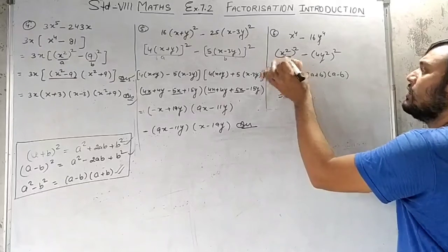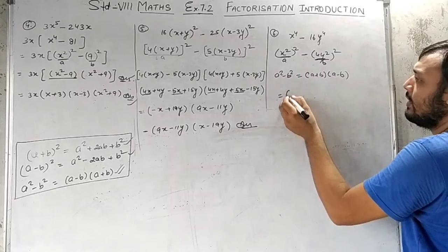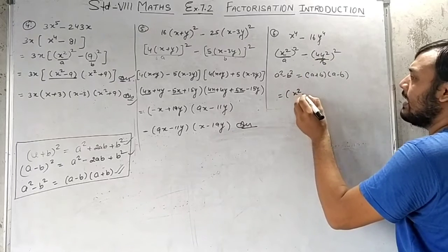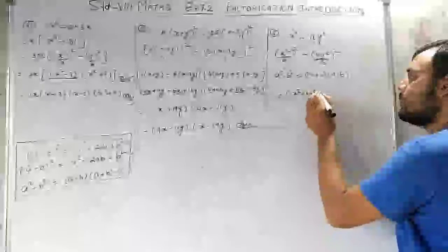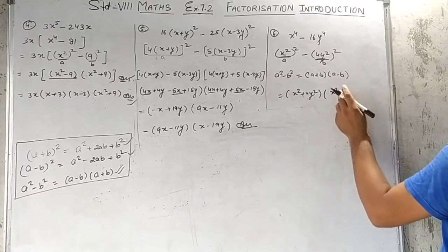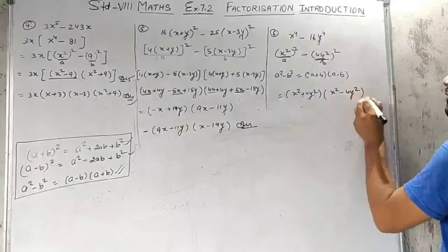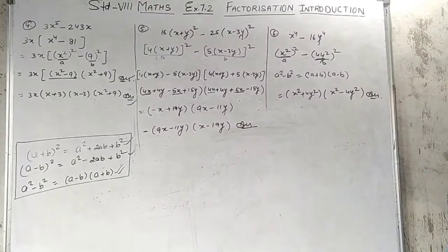So now here instead of a, what is here? X square, instead of b, 4y square. So a plus b means x square plus 4y square, and instead of a minus b, for this bracket, x square minus 4y square. This is your final answer.